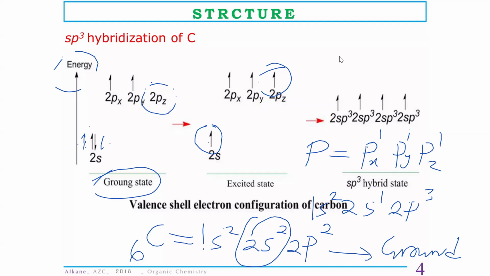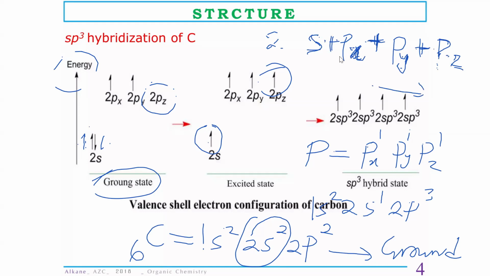So if you add these orbitals, if you add all of them, we have s plus px plus py plus pz. If you add them all together, you have 1s and then you have 3p. So that is why we have sp3 hybridization. That is how we arrive at sp3 hybridization.